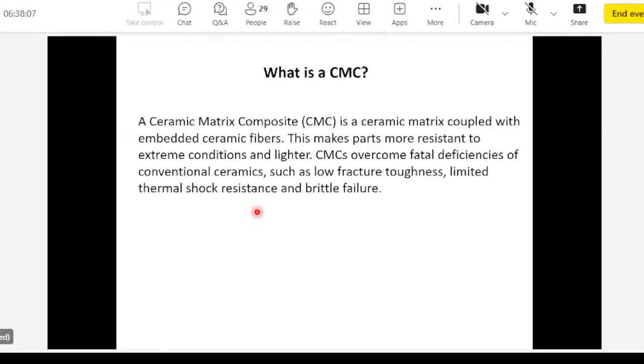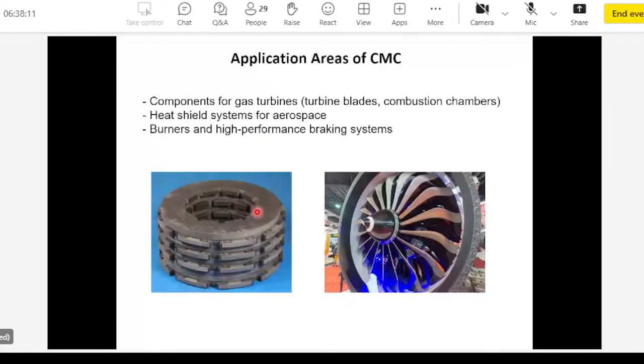What kind of applications are there of CMCs? Mostly high temperature applications, components for gas turbines, turbine blades, combustion chambers, exhaust nozzles, all of those things are now being made. They have just begun to be made out of CMCs, or heat shield systems for aerospace, burners, and also this kind of a braking system is made out of CMCs.